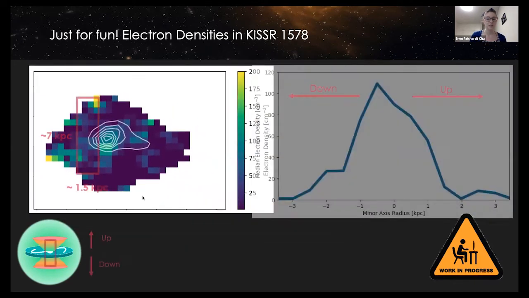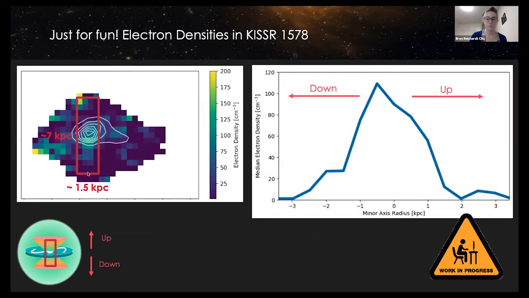And so if we concentrate on this part in the middle, where the outflow is, and take the median values, then I can make a profile of the electron densities going off the disk into the outflow. So it's very often assumed that outflows have a high electron density of around 300 per centimeter cubed. But what I'm finding in KISSA 1578 is actually really very low electron densities. Of course, this is very preliminary work and it needs to be extended to more galaxies in the Duvet survey.